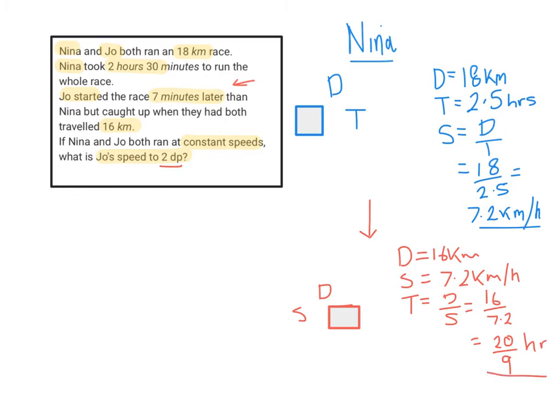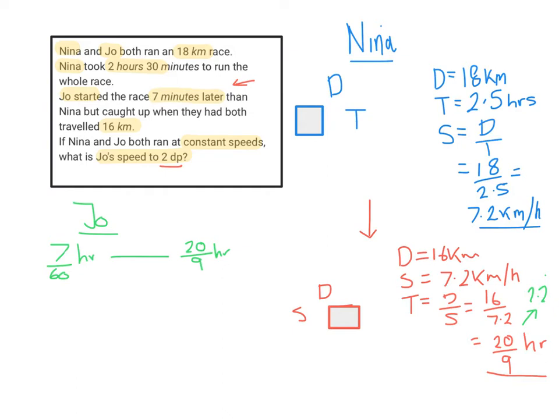Okay, so let's have a think about this then. So Joe, in a different colour, started 7 minutes later, and at 20/9ths of an hour, whatever that is, let's just write it was 2.2 to put some perspective on it. That's when he caught up with Nina. So from 7 minutes to 20/9ths of an hour. Well, 7 minutes would be 7/60ths of an hour. So 7/60ths of an hour to 20/9ths of an hour.